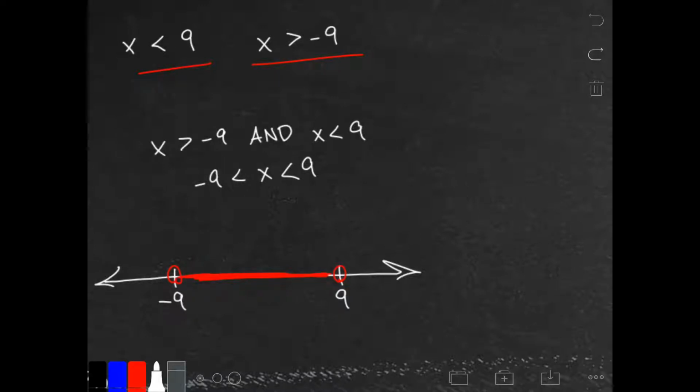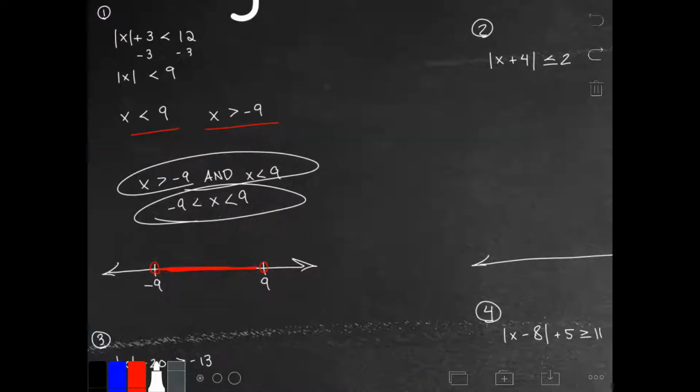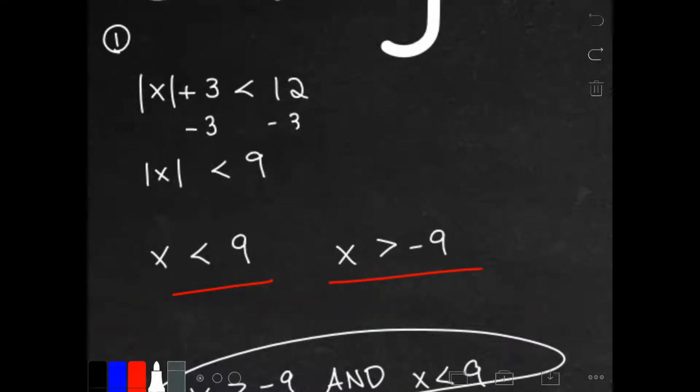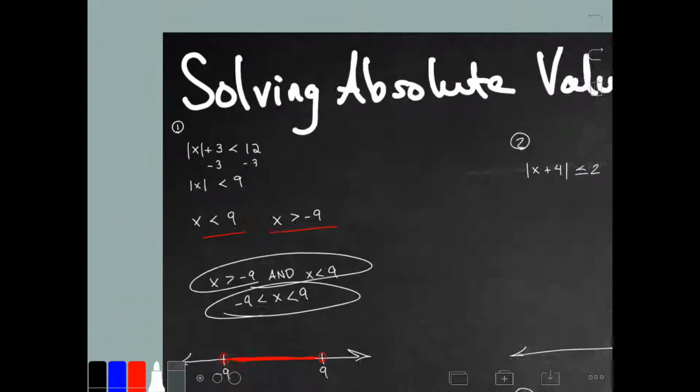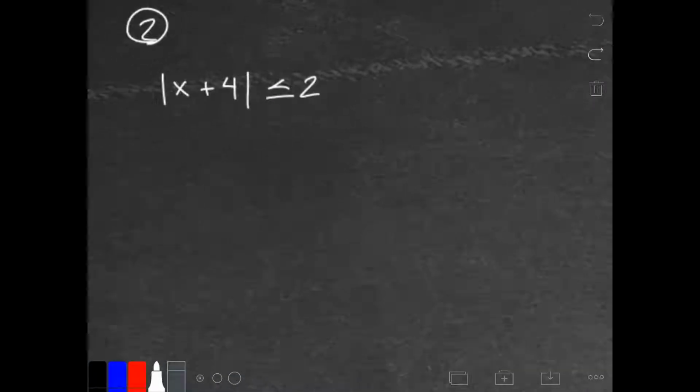And below is our graph. So either of these would work. This is an and statement. So when we have a less than inequality with absolute value, we will end up with an and statement. So less than gives us an and inequality.